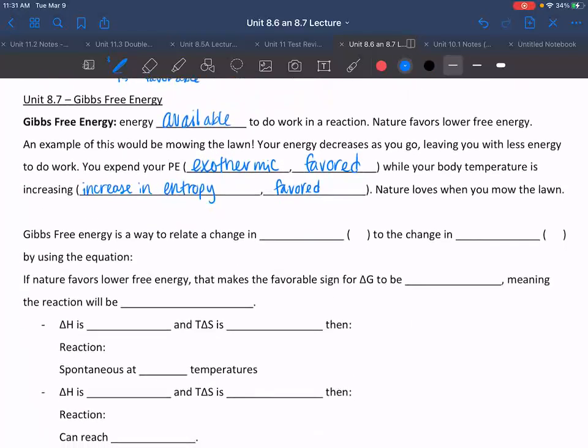All right, so we have a way that we can relate our change in enthalpy, delta H, to our change in entropy, our delta S, and this is called Gibbs free energy. And so Gibbs free energy is delta G. So the equation that we're going to use is delta G is equal to delta H minus T delta S. What do you guys think T stands for? Exactly.